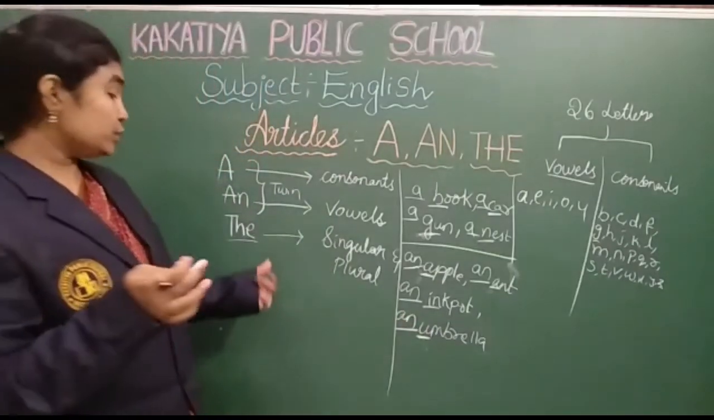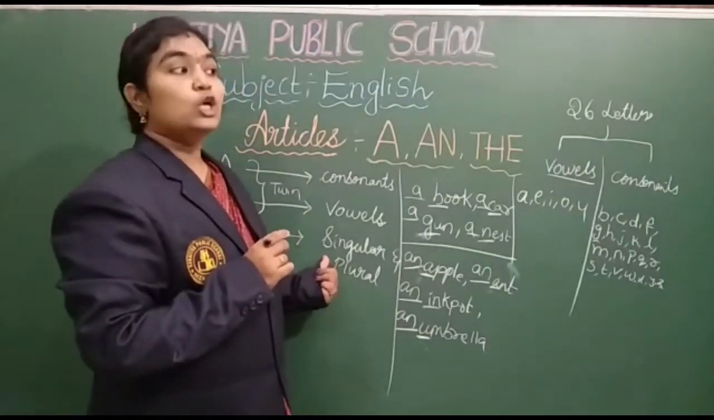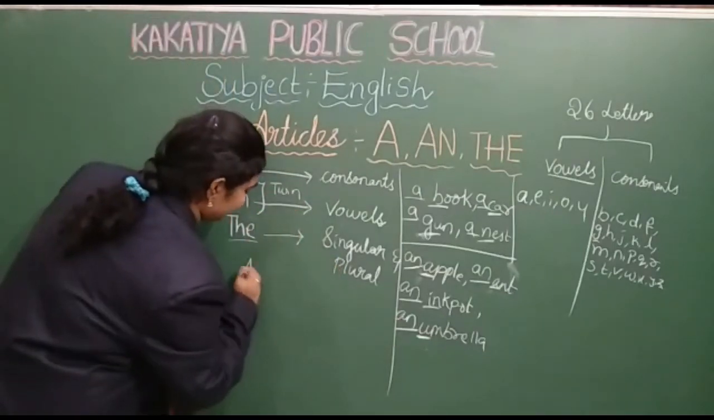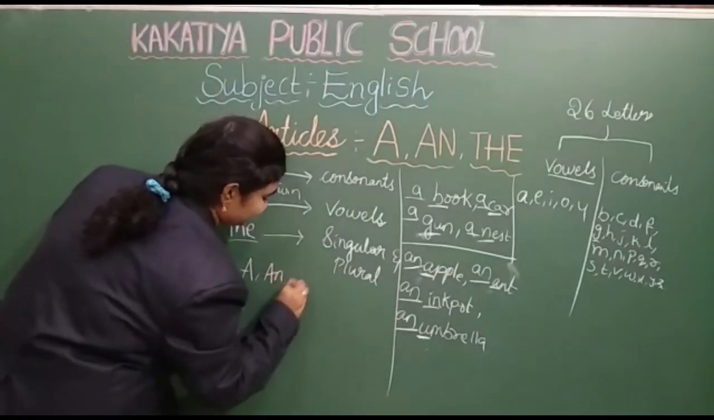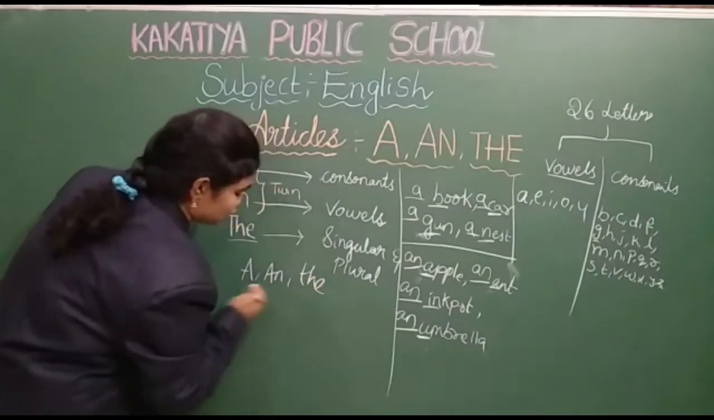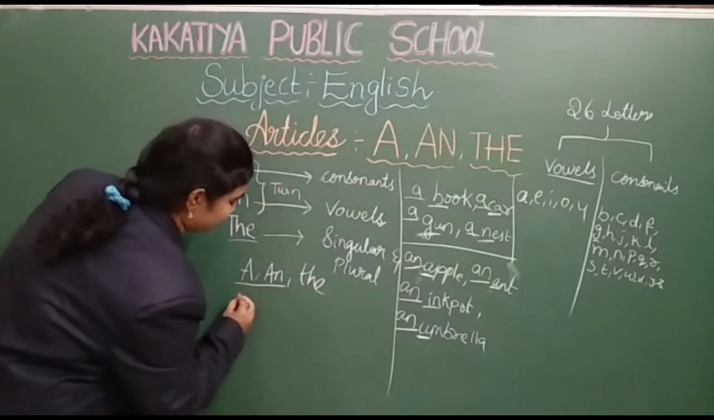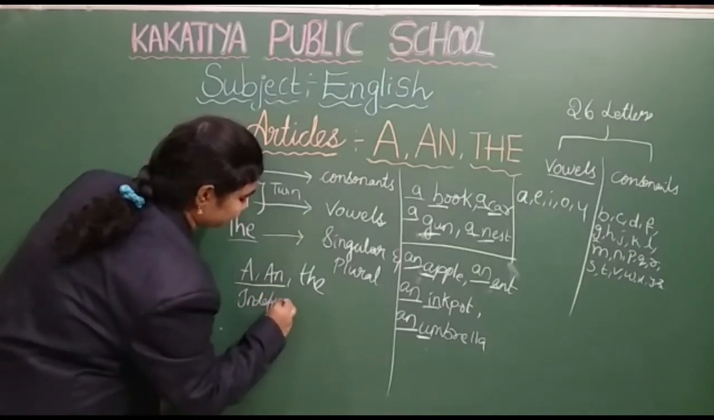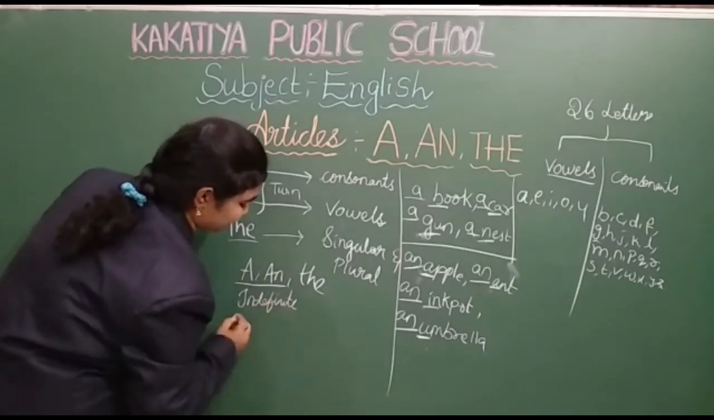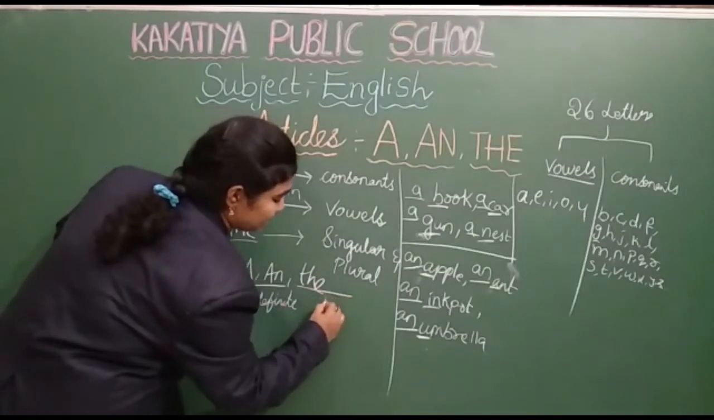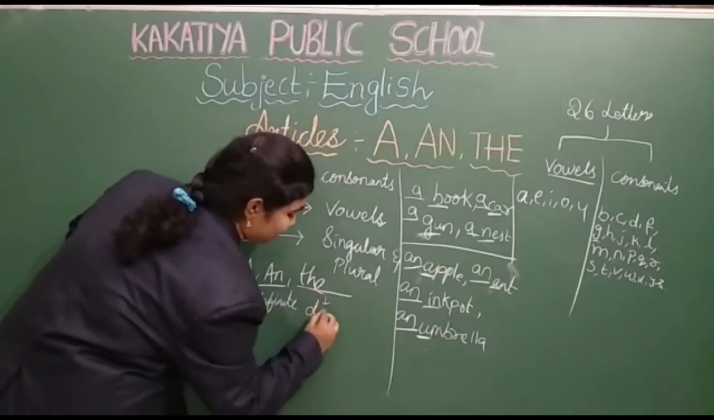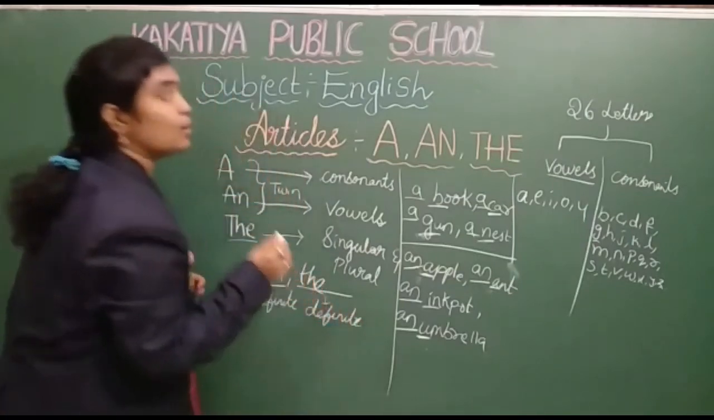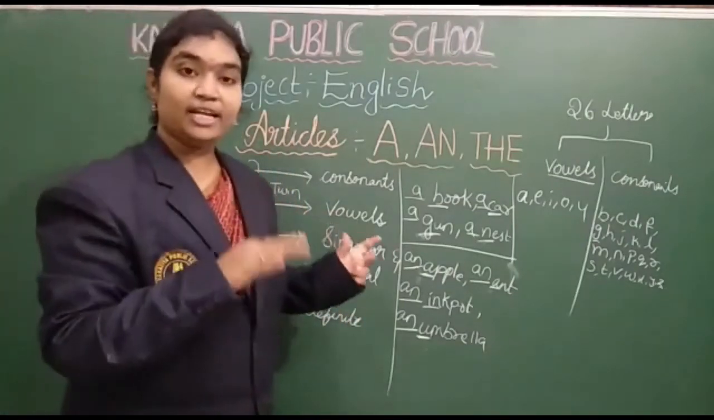Coming to the article The, it is again this A, An and The. So A and An are indefinite articles. Coming to The, it is known as a definite article. Now, what do you mean by indefinite and definite?